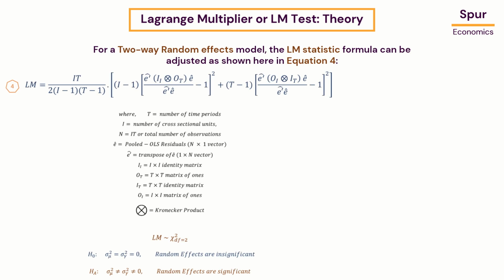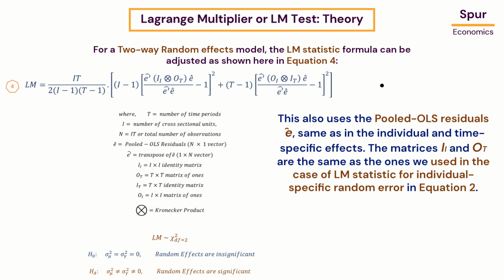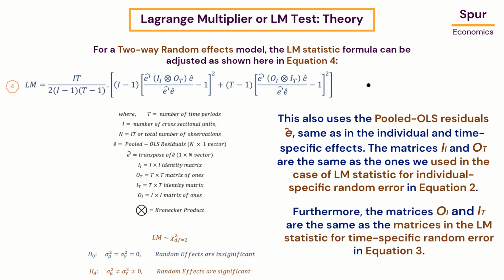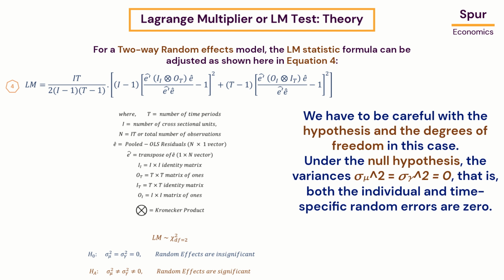For a two-way random effects model, the LM statistic formula can be adjusted as shown here in equation 4. This also uses the pooled OLS residuals E cap, same as in the individual and time-specific effects. The matrices OT and I are the same as the ones we used in the LM statistic for individual-specific random error in equation 2. Furthermore, the matrices OI and IT are the same as the matrices in the LM statistic for time-specific random error in equation 3. We have to be careful with the hypothesis and the degrees of freedom in this case.